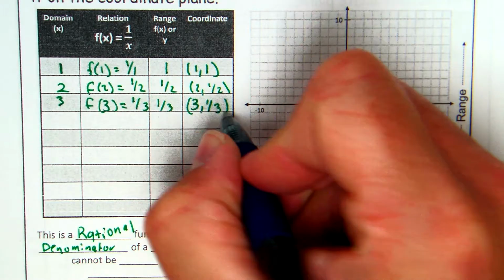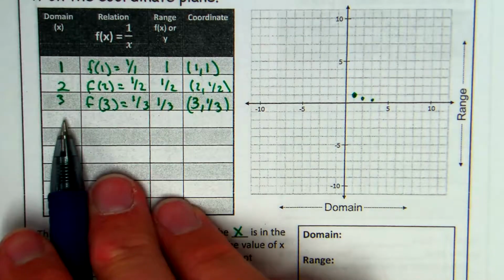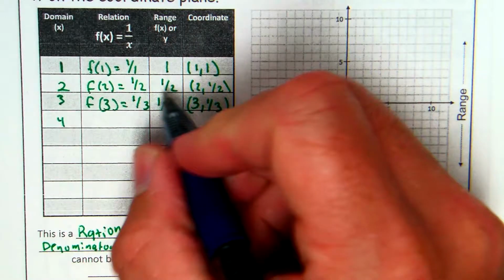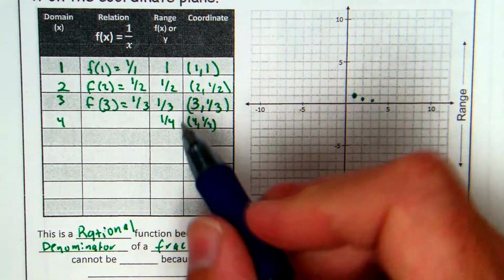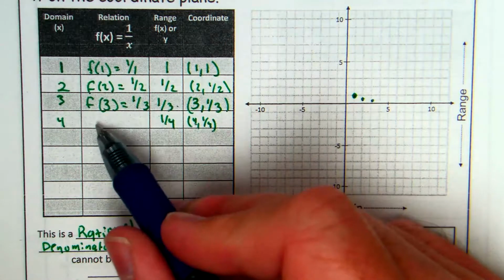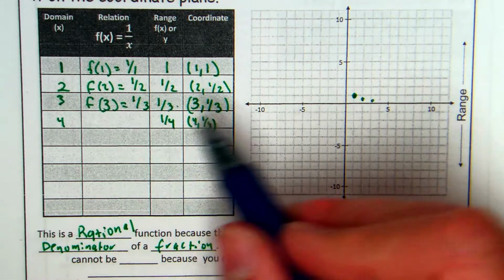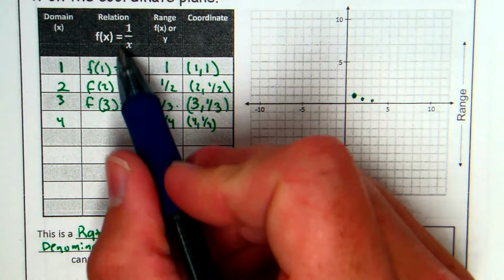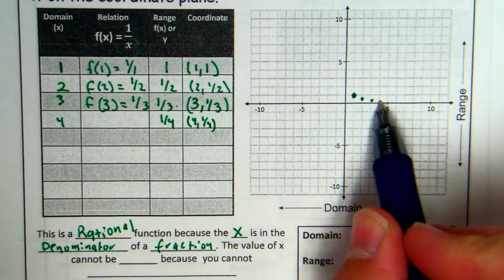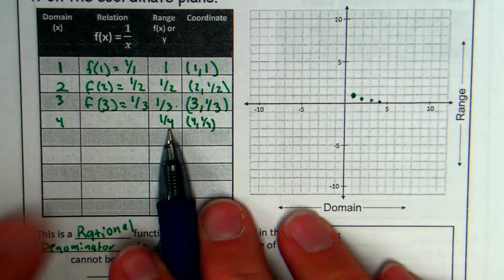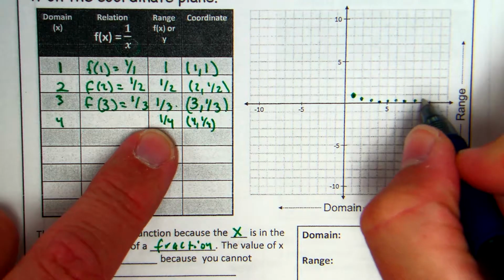At this point, I'm starting to pick up on something. If I were to extend this to 4, I would get 1 over 4, which is 1/4. If I were to stick in a 5, I'd get 1/5. If I were to stick in a 6, I'd get 1/6. If I were to stick in a 7, I'd get 1/7, 1/8, so on and so forth. No matter what number I put in, this is continually becoming a smaller and smaller fraction. Notice 1/4, 1/5, 1/6, 1/7, 1/8, 1/9, 1/10.